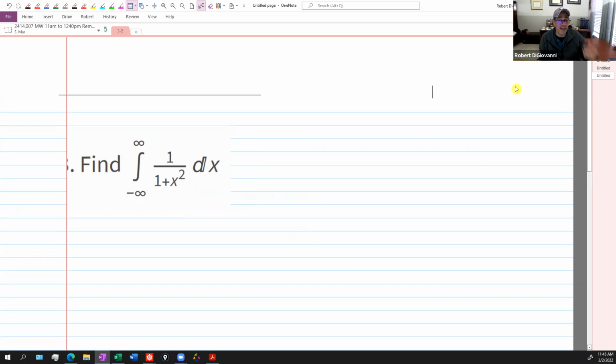This one goes from negative infinity to positive infinity. So what I'm going to do first is break it up. I'm going to go from negative infinity to, let's say, 0, of 1 over 1 plus x squared dx, and then plus the integral from 0 to infinity of 1 over 1 plus x squared dx. I'm doing that because if you go from negative infinity to infinity, you go from negative infinity to any number you want, and then from that number to infinity.